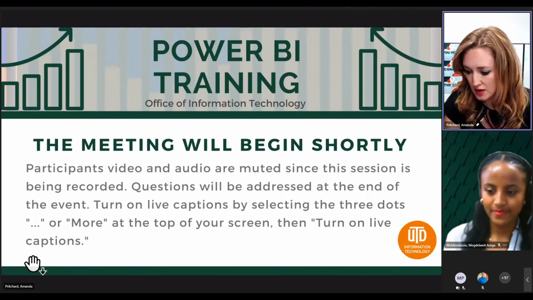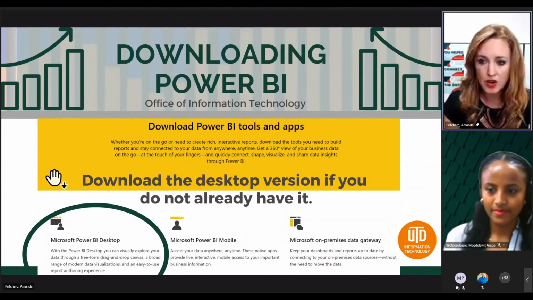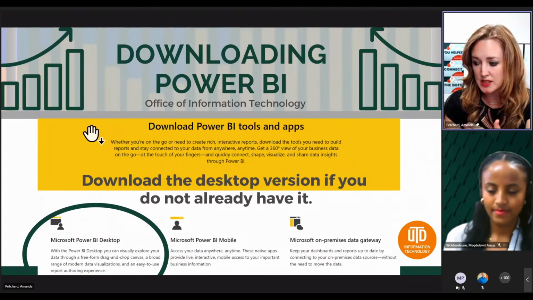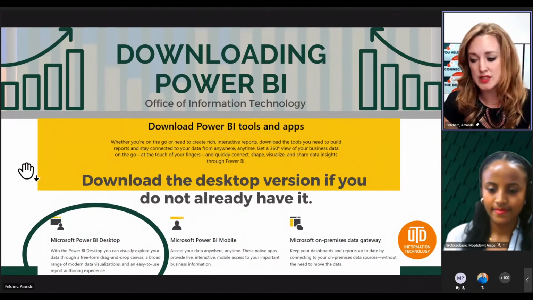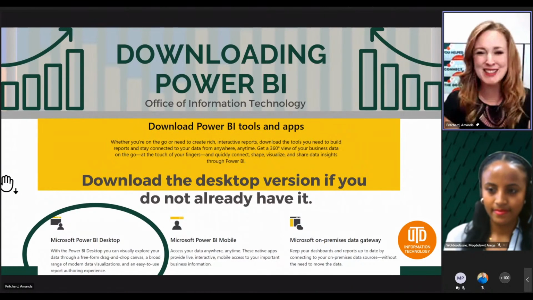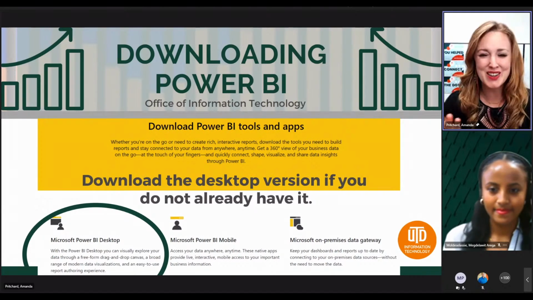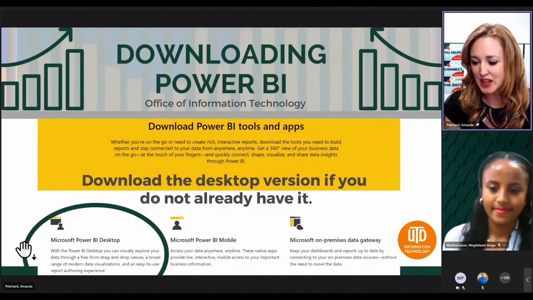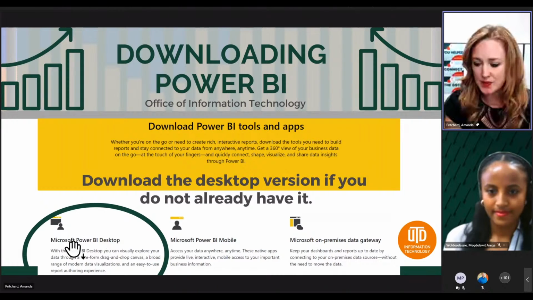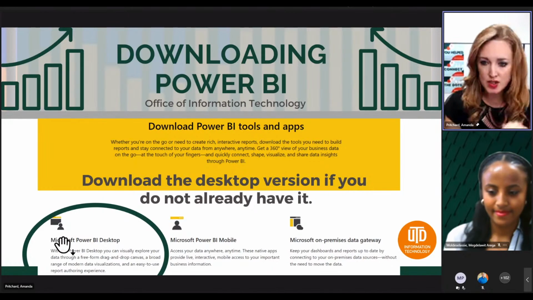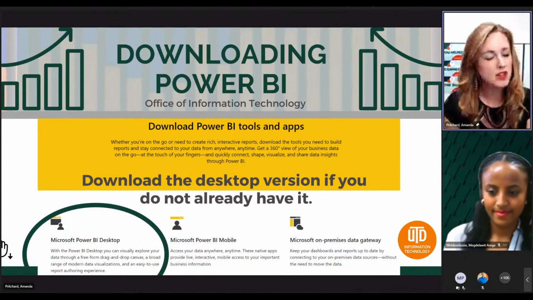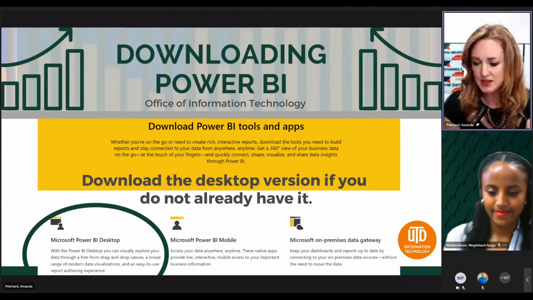If you haven't already, I'm sharing an example of what it looks like to download the desktop application. The link that is in the chat is going to take you there. You have time right now to download it. When you get to the website, you're looking at the image on the left side of my screen, and it has the Microsoft Power BI Desktop. You're going to want to have that downloaded if you're following along with us. So go ahead and grab that link in the chat and download it real quick.